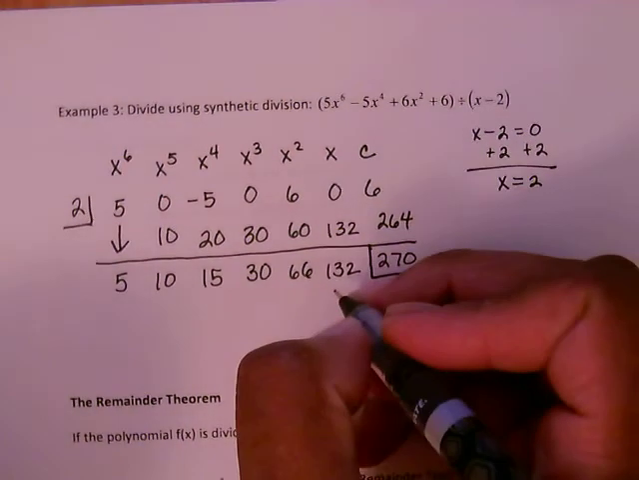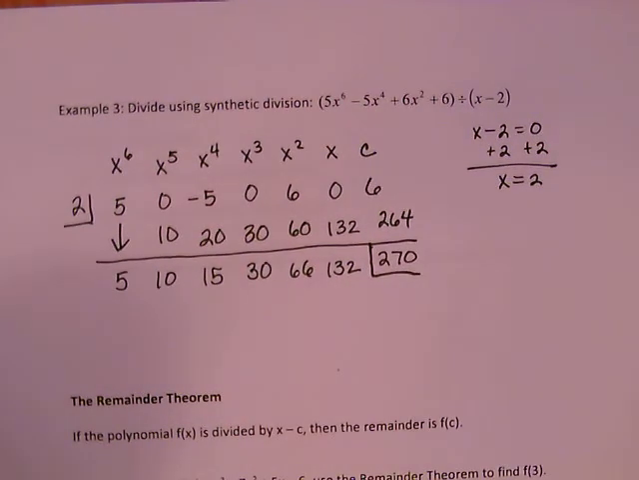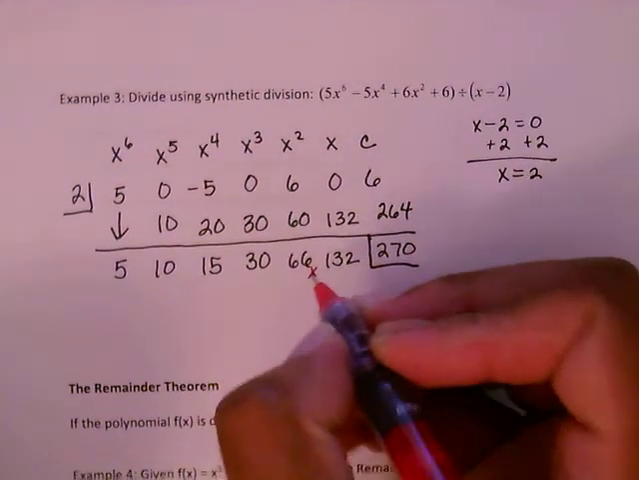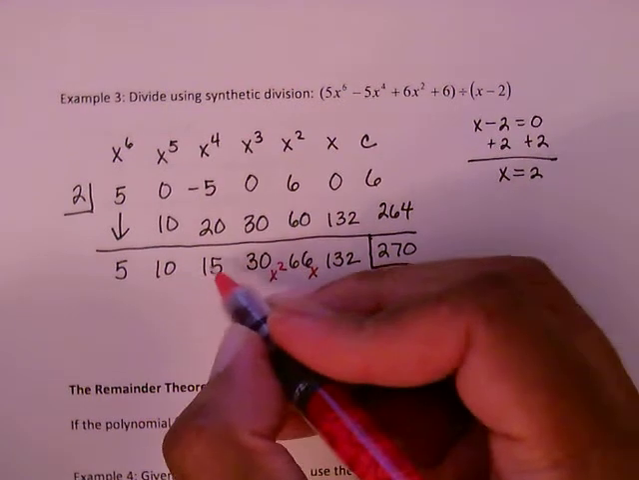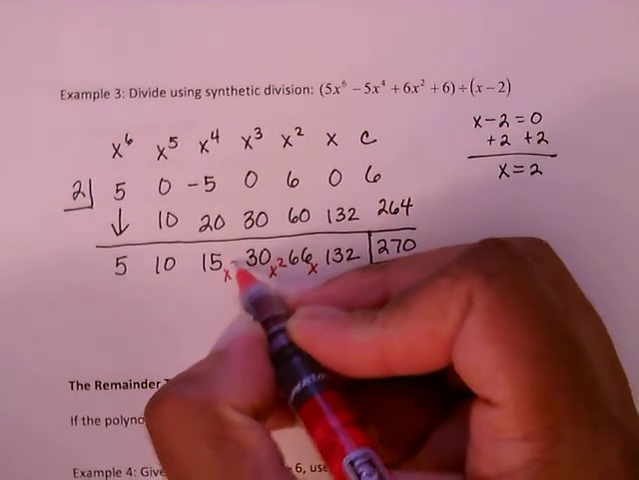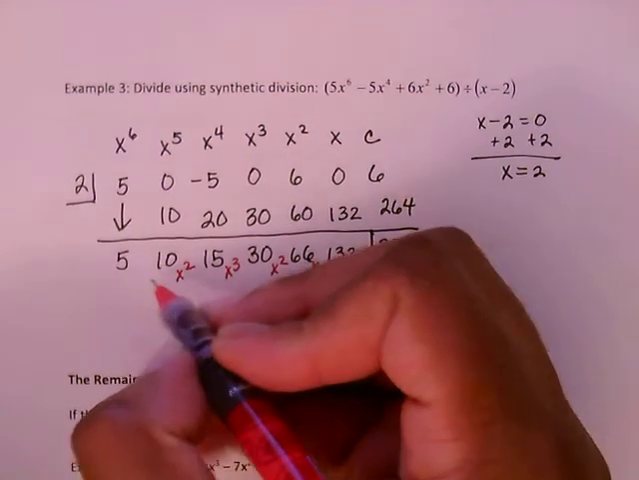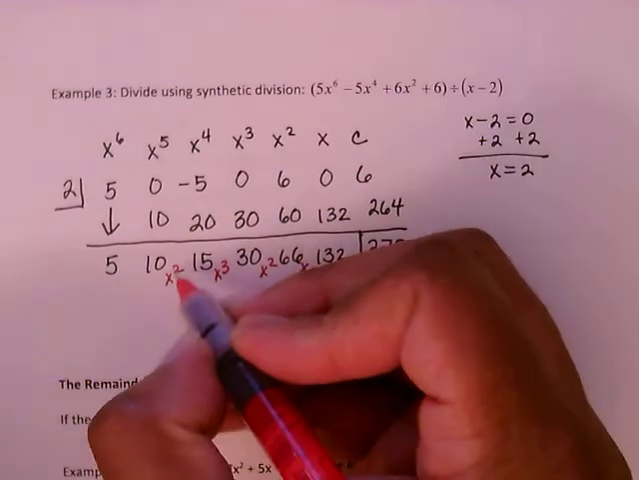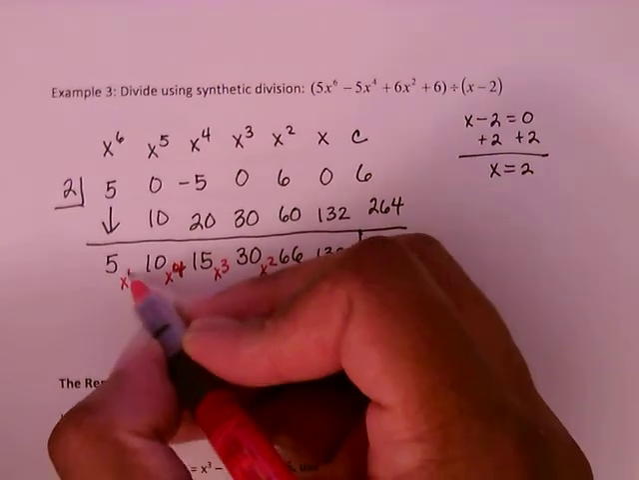So, here, the 132 is your constant term. That 66 would be the coefficient of x. The 30 in front of that would be the coefficient of x squared. The 15 would be the coefficient of x cubed. The 10 is the coefficient of x to the 4th, sorry. And then the 5 in front would be the coefficient of x to the 5th.